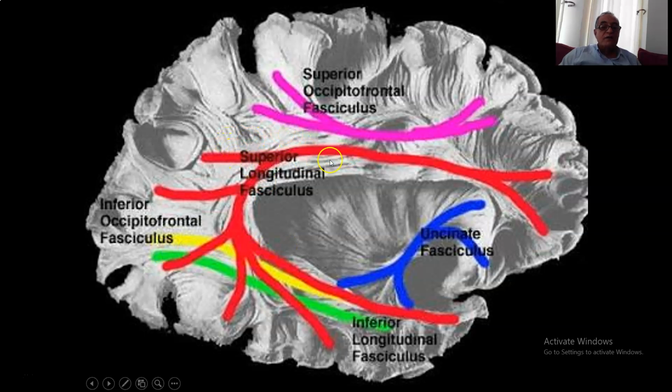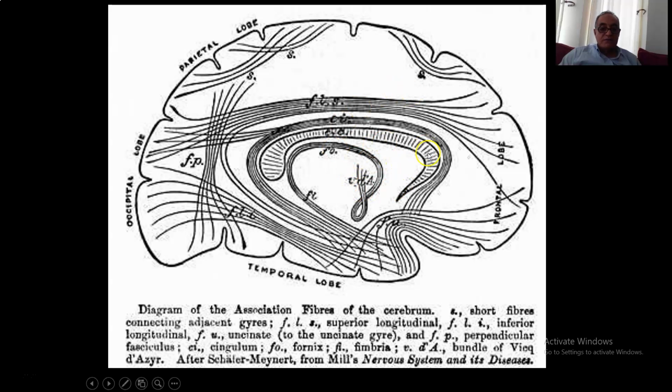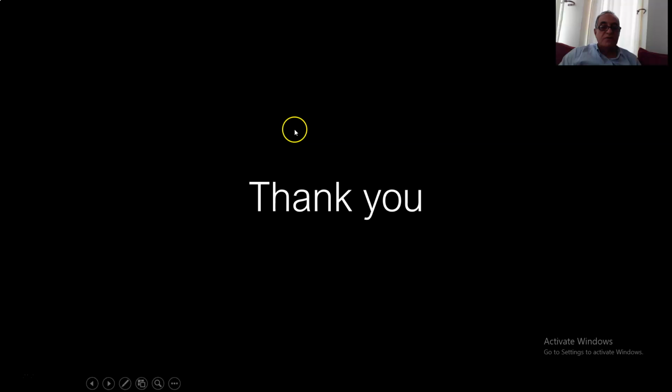Why are these fasciculi connecting areas? As we said, for instance, the angular gyrus wants to connect with Broca's area, with the premotor area, with the motor area, with the frontal lobe. So these association fibers are very important so that the areas can perform their function in a proper way. And this is another view of the different association fibers, meaning fibers extending from one part to the other on the same cerebral hemisphere. Thank you.